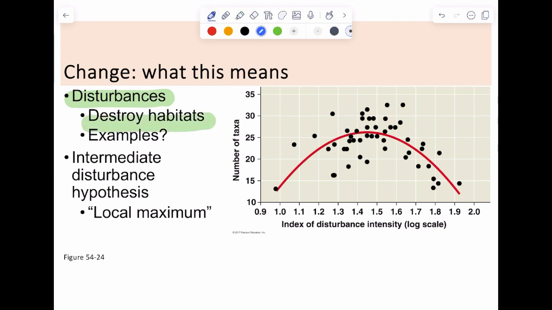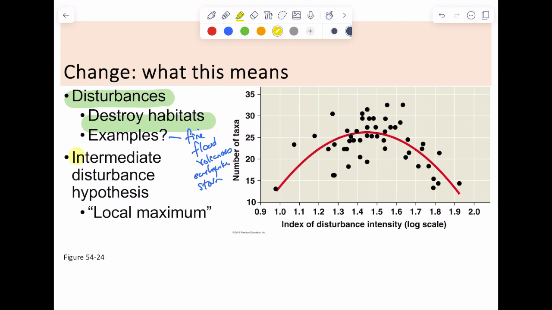How could this happen? Well, this could happen through fire or floods or volcanoes or earthquakes or some type of storm, whatever. So disturbances are going to happen. You can't avoid them. As much as we'd like to, you just can't. The question is, how does that affect the biodiversity?